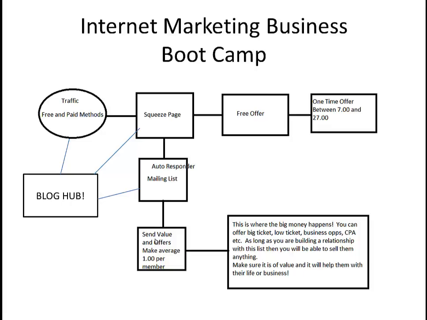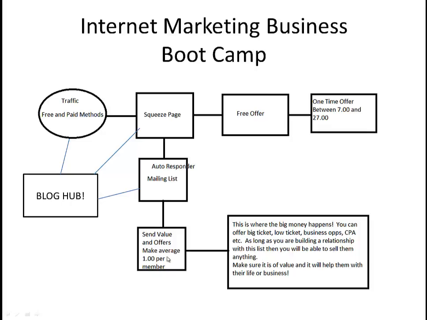And the average is that for every person on your list, they're worth $1 per month. So if you keep doing this, sending traffic to the squeeze page, free offer, some of them pay you money for a one-time offer, and you keep building this list, eventually you're going to have a pretty big list. If you have a 10,000 or 20,000 person email list, it should be bringing you in about $10,000 to $20,000 per month. You see how that works?